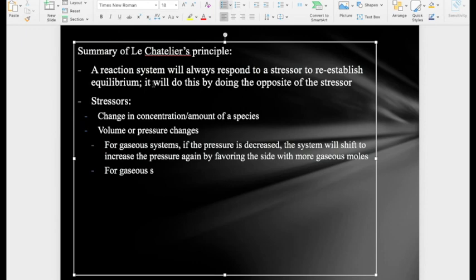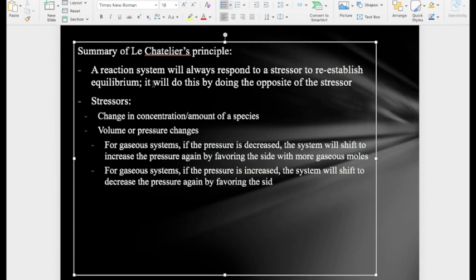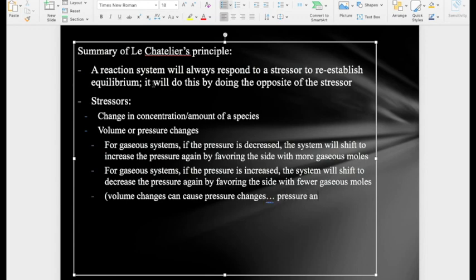The exact opposite is true. If the pressure is increased, the system wants to remove that excess pressure, so it's going to shift to decrease the pressure again by favoring the side, reactant or product, with fewer gaseous moles. And of course, please remember that volume changes can cause pressure changes because pressure and volume are inversely related.